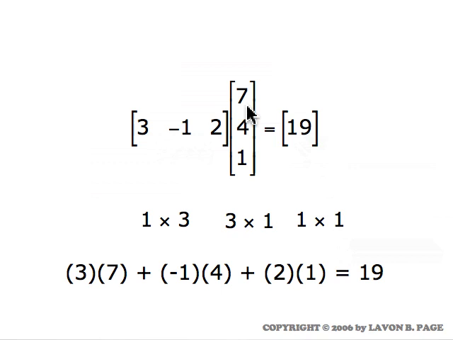And we do multiply entries term by term, but in the following way. 3 times 7 plus -1 times 4 plus 2 times 1. Total that all up and we get 19. That's the way this row matrix is multiplied times this column matrix.